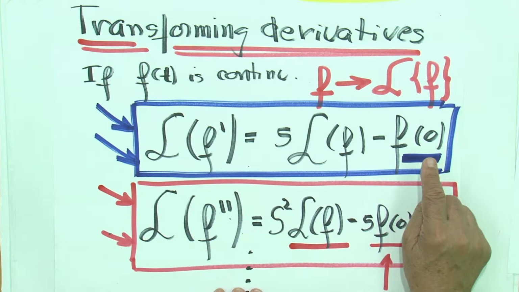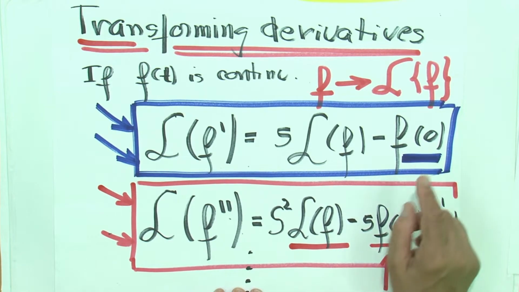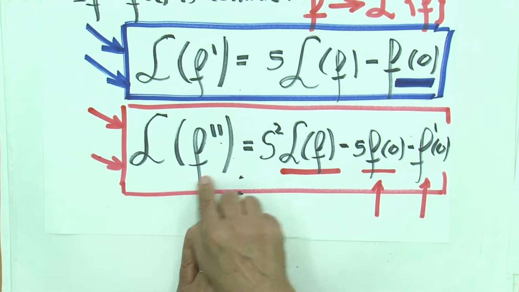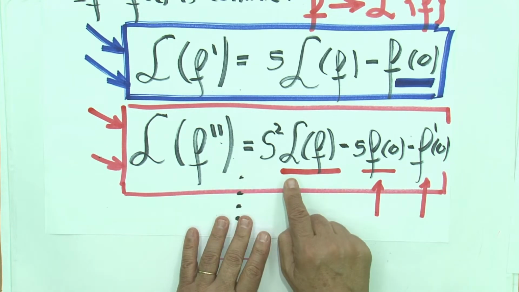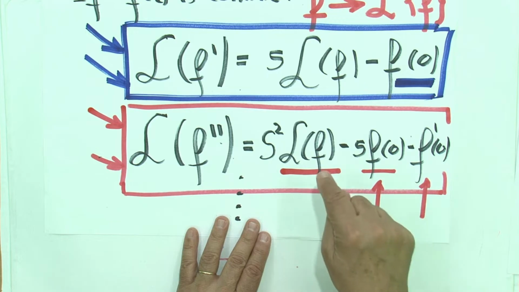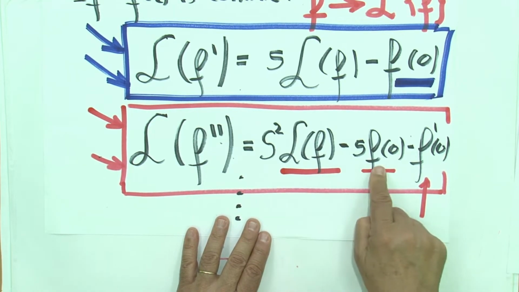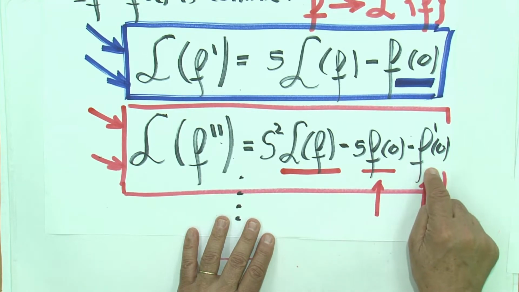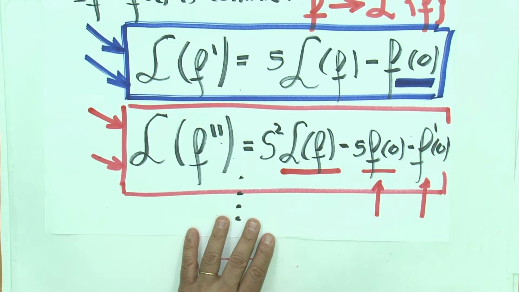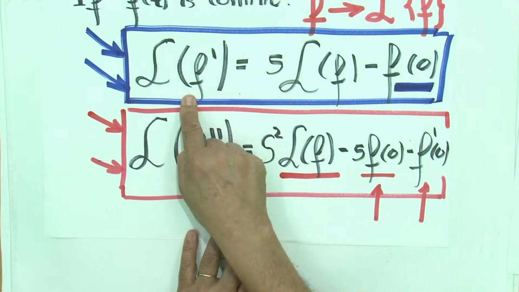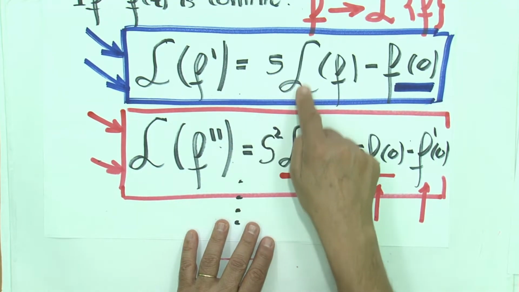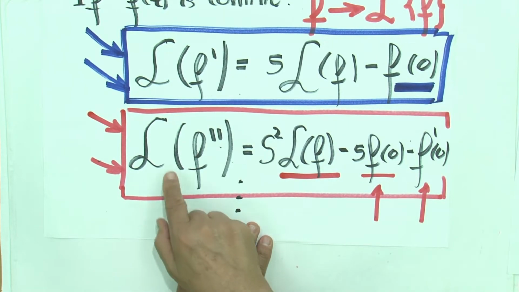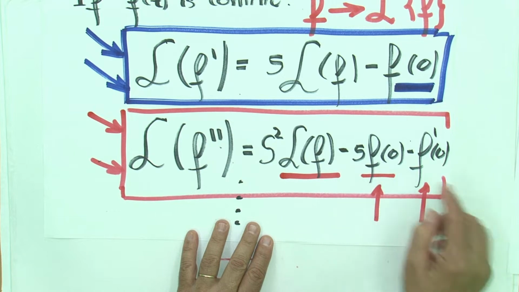This holds if we know the initial conditions, the value of the function at the starting point, at 0. Equivalently, the Laplace transform of the second derivative is also related to the Laplace transform of the function, but then we need to know two initial conditions: the value of the function and the value of its derivative at the initial point. The Laplace transform of a derivative is just s times the Laplace transform of the function minus the initial condition. And the second derivative is s squared times the transform minus s times the initial value, and so on.